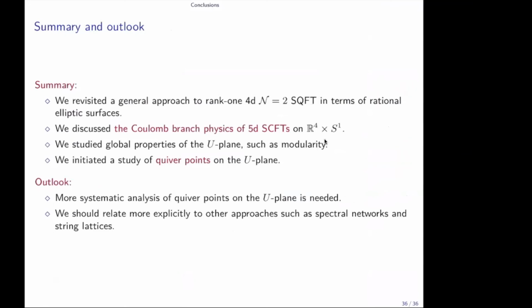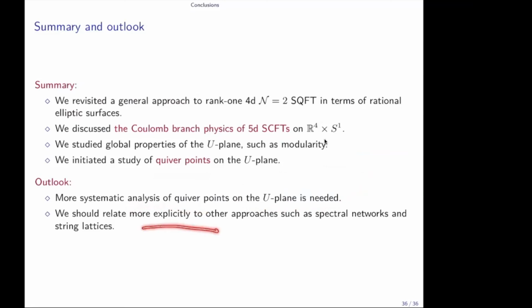So that brings me to my conclusion. In this short talk, I revisited the general approach to rank 1 N=2 theories in terms of rational elliptic surfaces, and discussed the Coulomb branch physics of the 5D theories, the 5D SCFTs of rank 1 on the circle, and then studied the global properties of that Coulomb branch, that U-plane, especially their modularity, from which we could study the quiver points in more detail. So a more systematic analysis is needed. I should mention that Horia Magureanu will have a follow-up paper appearing on that, where he classifies all the possible modular groups that can happen on the U-plane.